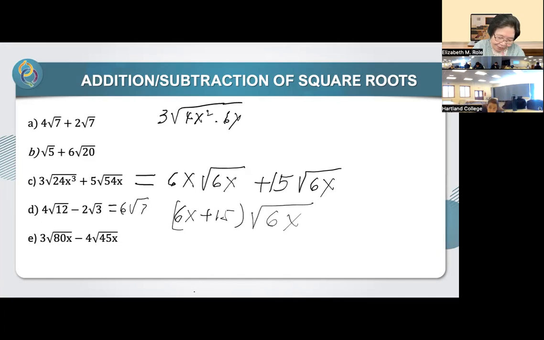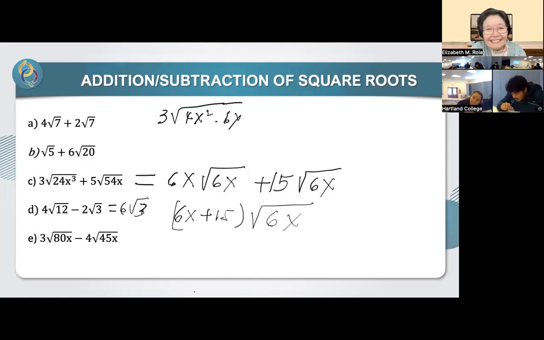All right. Do letter E. Come on, do mental math for E. Why are you doing E? It's D. 9, 16, 16 times 5 is 80. Yeah. All right.